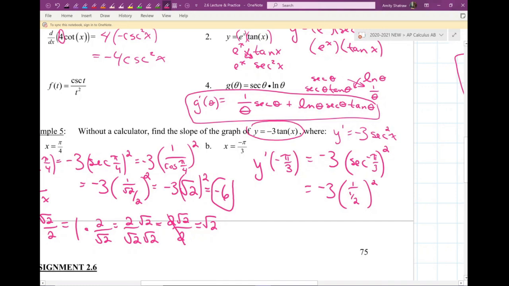And by the way, again, I'll work this out. 1 divided by 1/2 is the same thing as 1 times 2 over 1, which ends up being just a 2. So this is really a -3 times 2 being squared. 2 squared is 4. 4 times -3 is a -12.